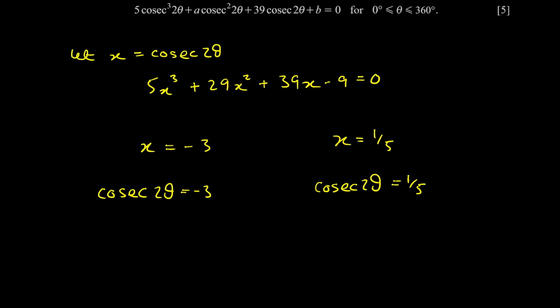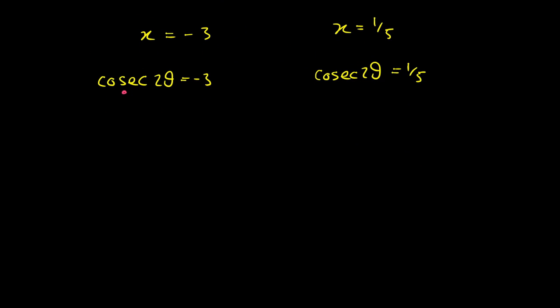Now, what is cosec? We always look at the third letter, right? So 1, 2, 3, s. So cosec is 1 divided by sine. Okay, sec, the third letter is c, so it's 1 divided by cos, and cot, the third letter is t, so it's 1 divided by tan. So what I can do is rewrite this as 1 upon sine 2 theta is equal to -3, and 1 upon sine 2 theta is equal to a fifth.